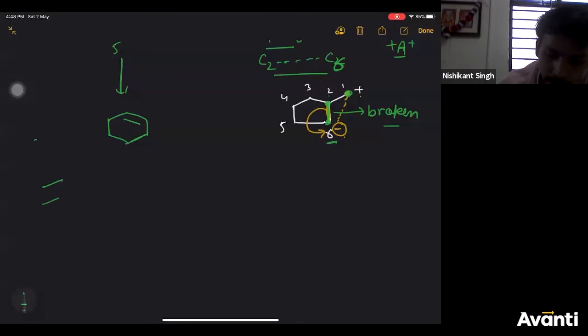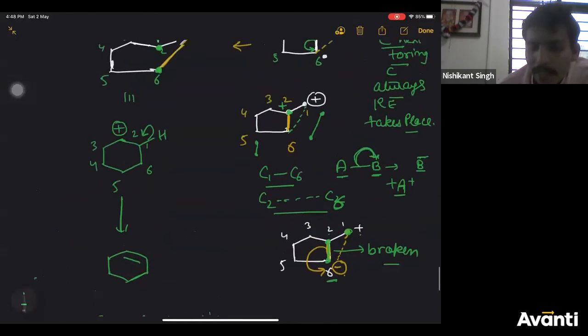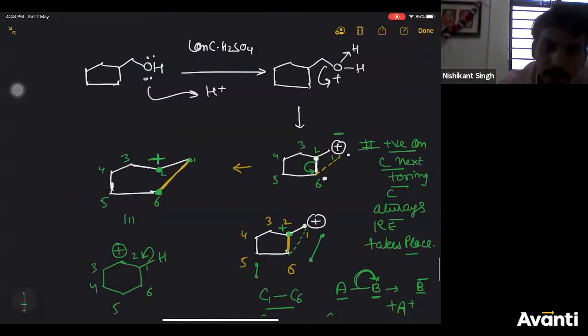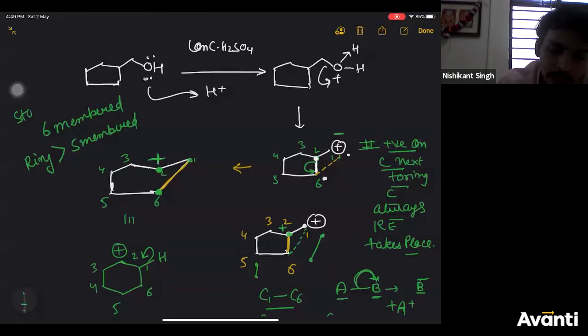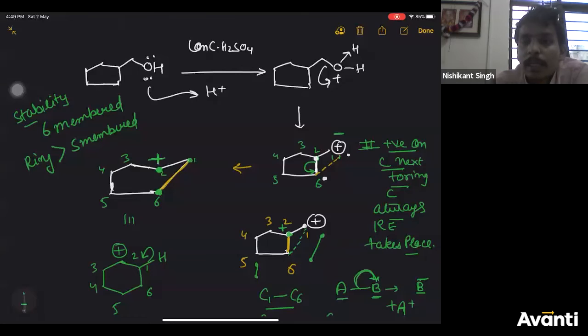Next case is third and last, ring contraction. We'll take the example of ring contraction. Now, why is ring expansion taking place? Because the six-membered ring we have studied in conformations is more stable than the five-membered ring. Stability of a six-membered ring is more than a five-membered ring. In fact, six-membered rings are the most stable rings, right? So I hope it is clear.